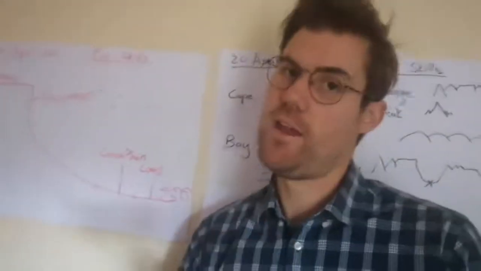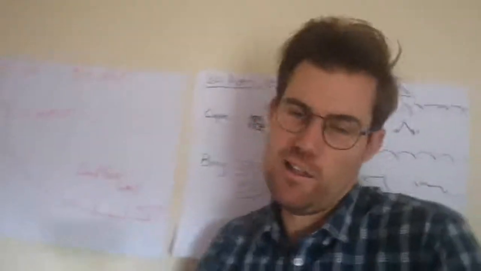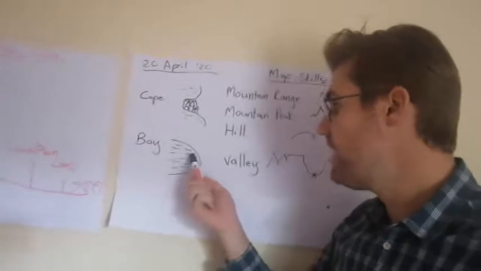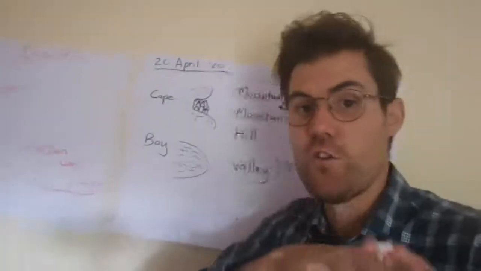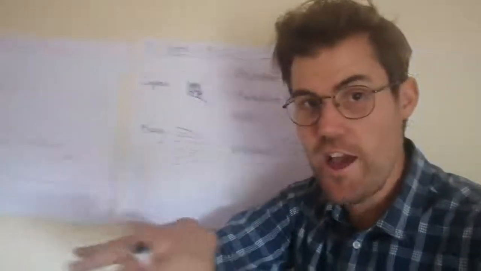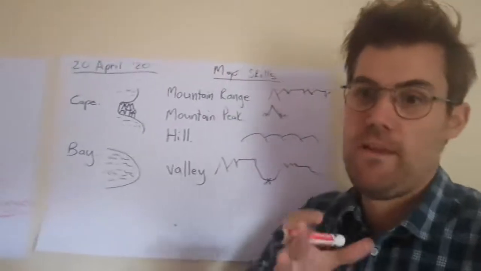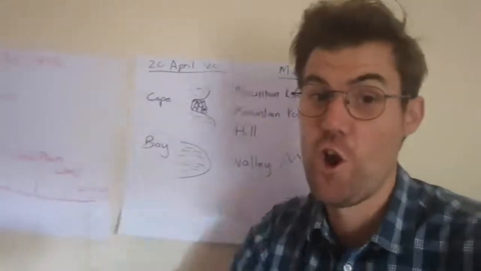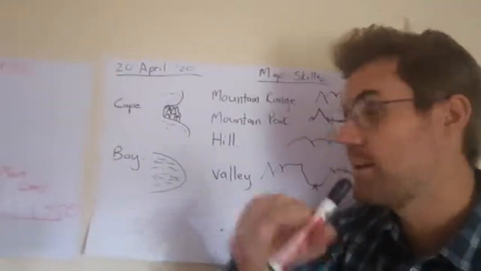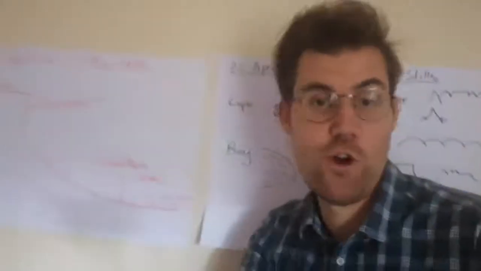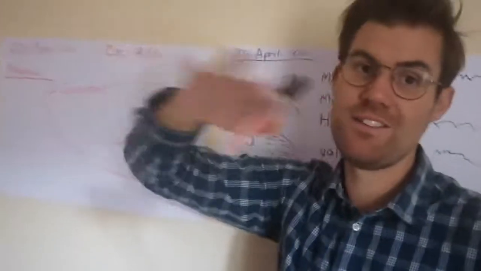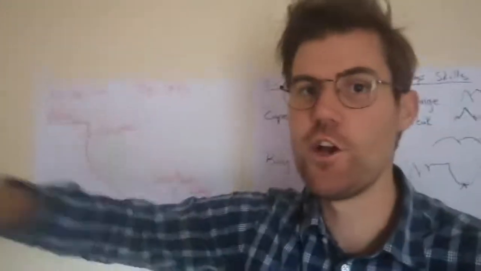The next is the reverse of a cape. It's called a bay. Not a bay like this is my bay. A bay. This is where the sea goes into the land. It's usually a flat, low part. It's quite low, no mountains for the sea to bump up against. It's flat and the sea goes into the land.